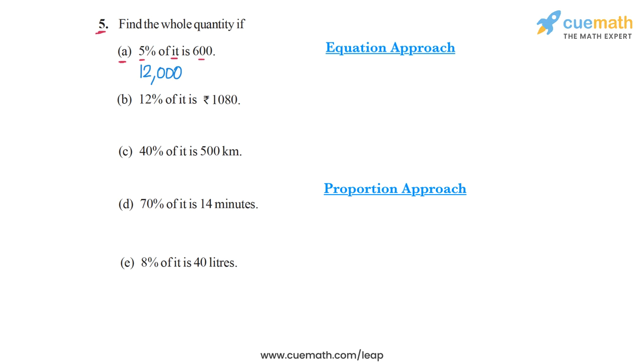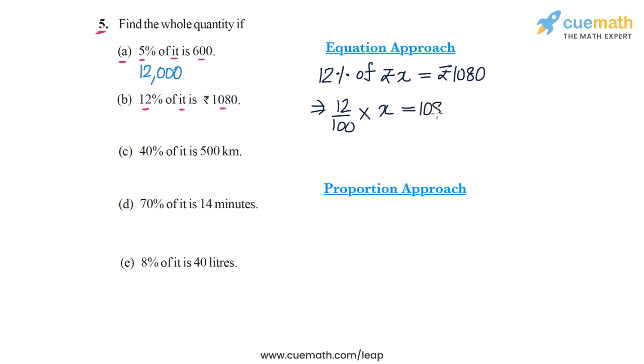In part B, we are given that 12% of the unknown quantity is rupees 1080. Okay, so let's start with the equation approach. So we write 12% of rupees x. So let the unknown quantity be rupees x. So 12% of rupees x is rupees 1080. So this means that 12 by 100 into x is 1080, correct? And now let's solve this equation and find the value of x.